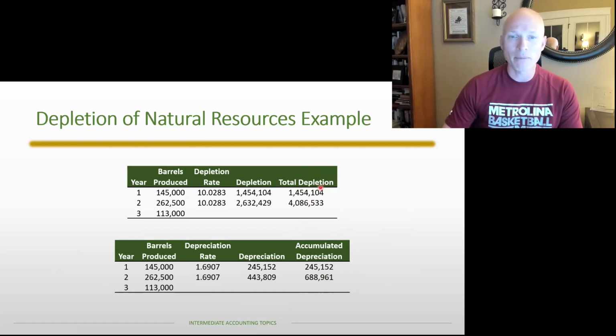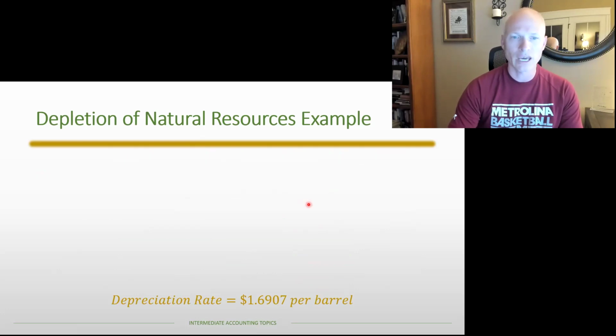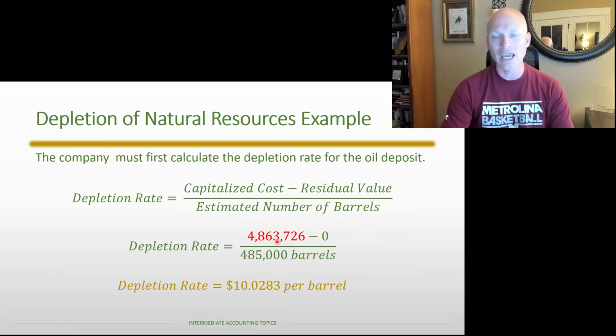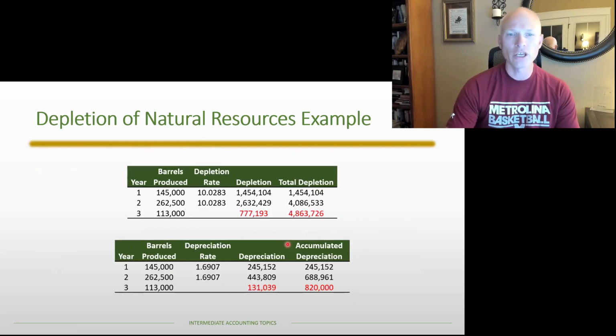And so this is going to stop at the value of the natural resource, which, going back to it, the capitalized cost of the resource is $4,863,726. We cannot deplete more than that. And on the asset side, this difference of 820,000 is the depreciable base, and we can't go past that either. And so in that third year, if we had applied the rate, we would have gone over. Basically, once we hit the cap, we stop. We don't deplete once we hit that total depletion, and we don't depreciate once we hit that depreciable base. And so that's where we would stop in the third year.